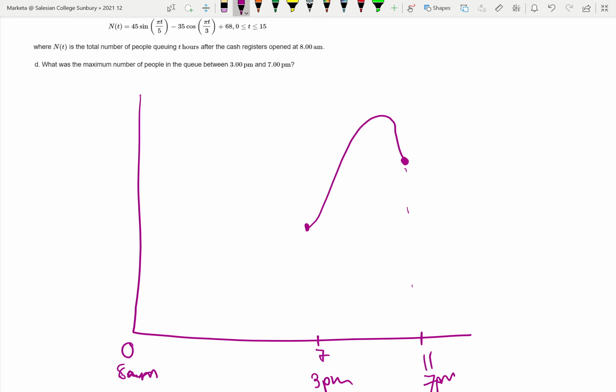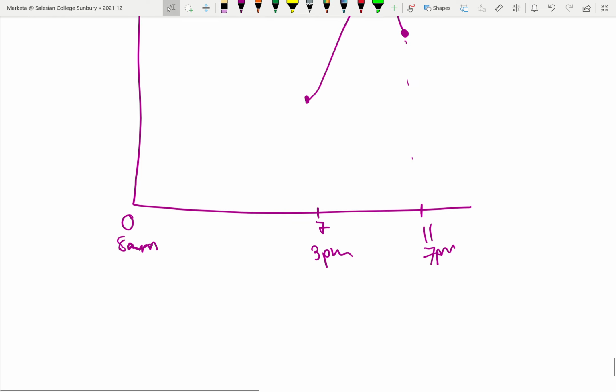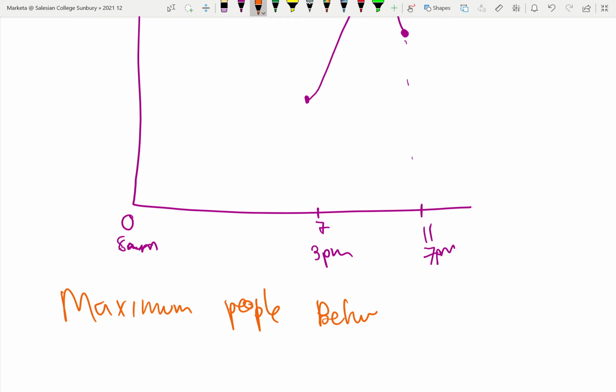So now we want to find the maximum number of people in the queue there, and that's pretty easy because, well, you can see that it's there. So in that case, we can just use our analysis G-solve there and find this point, and it is 9.835, 85.794. So in other words, we have 86 people. Obviously you don't need all those decimal places there. So maximum people between 3 and 11 p.m. is 86 people.